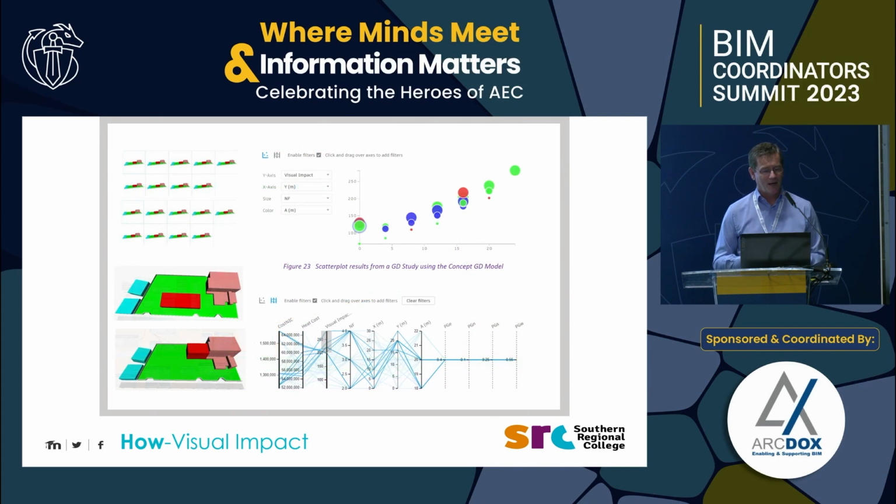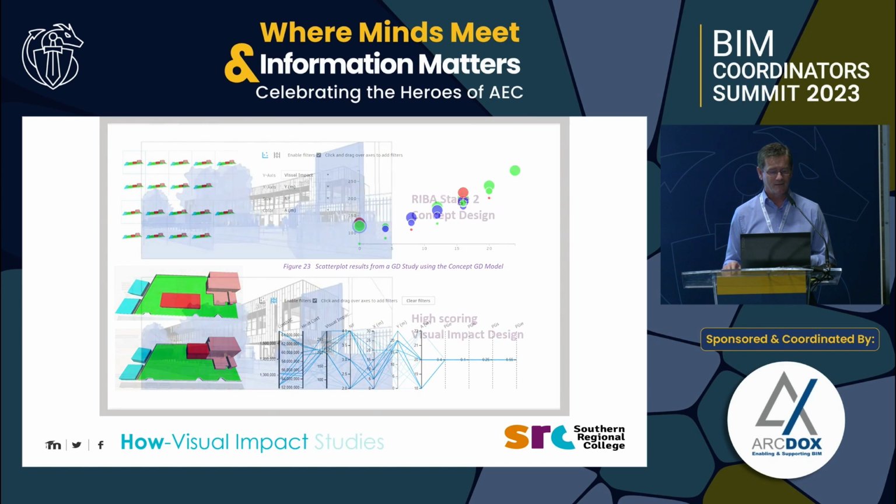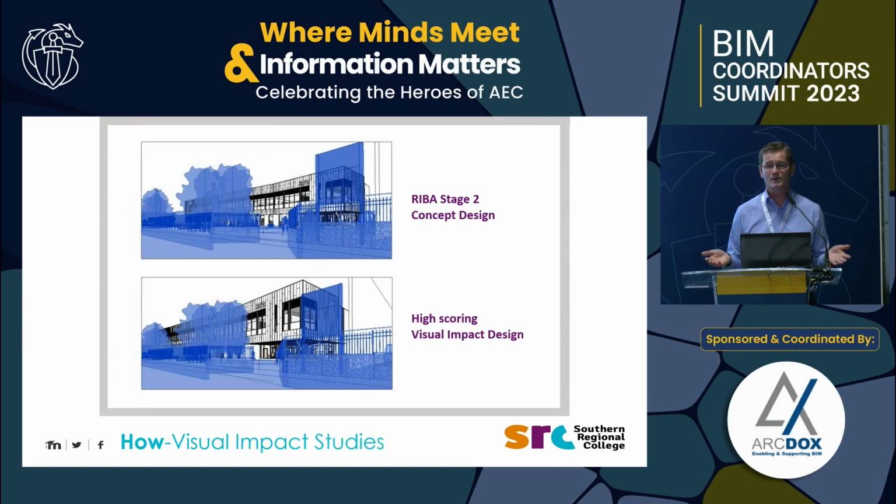And again, we ran some of the studies, and what we would have expected was that the closer the building would have come to the road, the more visual impact it would have. And what we did then was we ran the existing design solution against one of the high impact solutions, just to see what that would look like, and we visualized it using the model, the actual RIBA Stage 2 model.